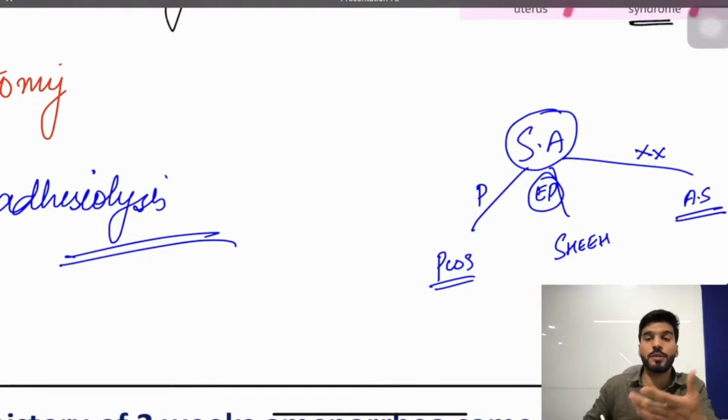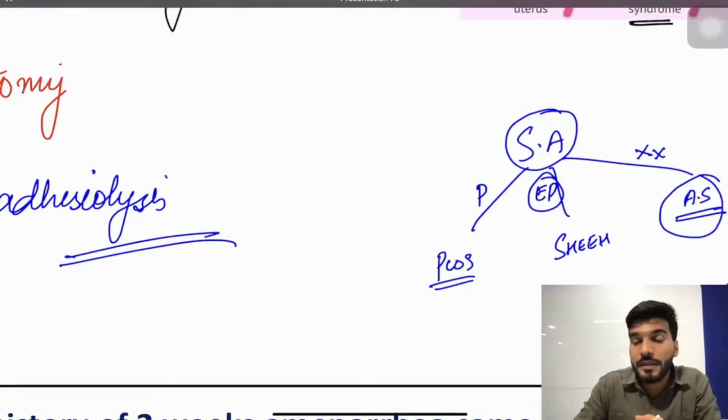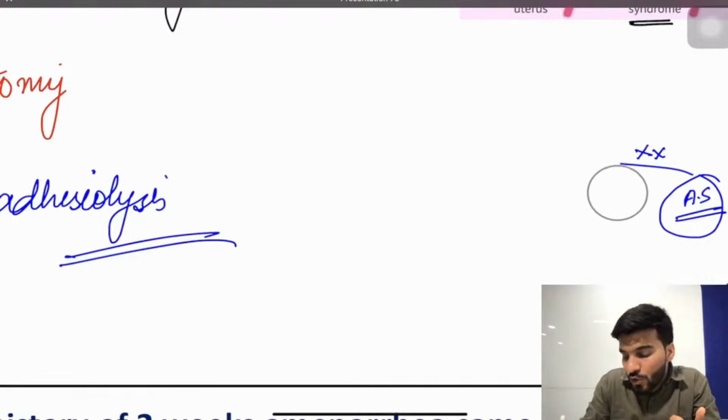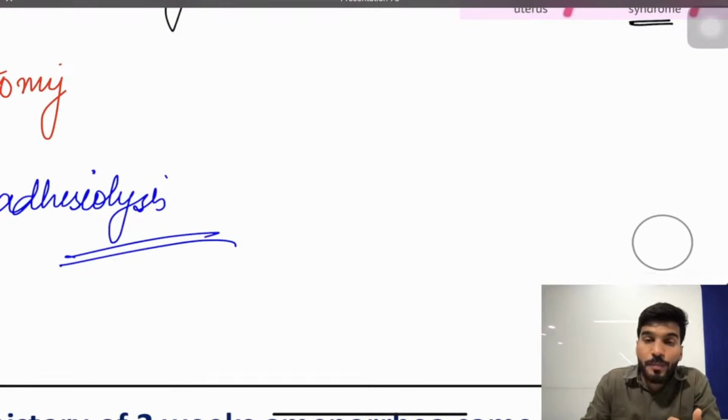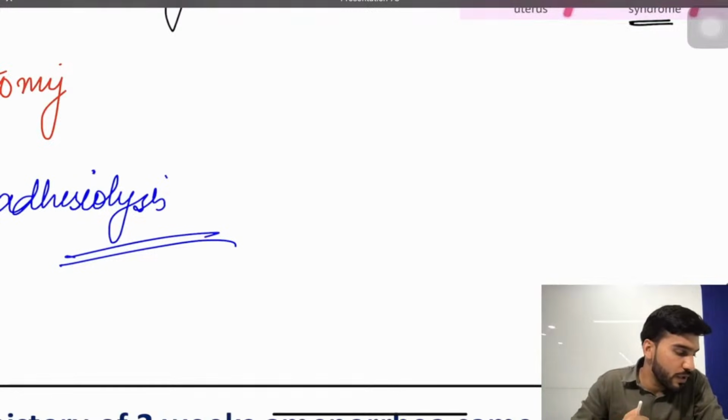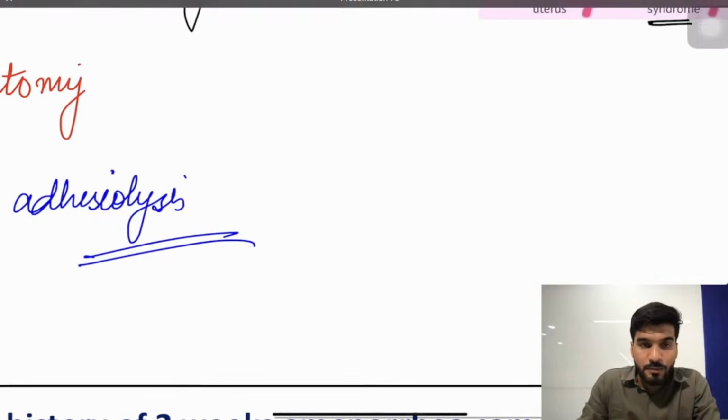Because in Asherman syndrome, the problem is not with the hormones. There is nothing wrong with FSH, LH, estrogen and progesterone. The problem is with the adhesions. So what will be the treatment to get normal menses in Asherman syndrome? Go for hysteroscopic adhesiolysis. I will teach you tomorrow in part 2 how to approach a secondary amenorrhea patient. Is that clear? Yes. Let's move to the next question.